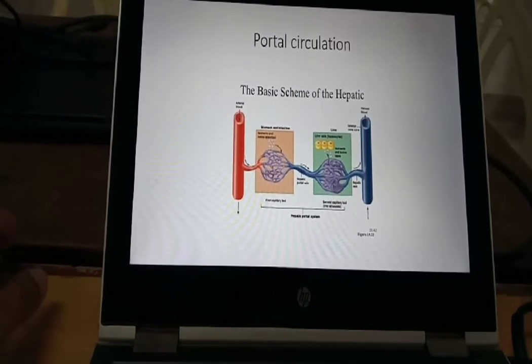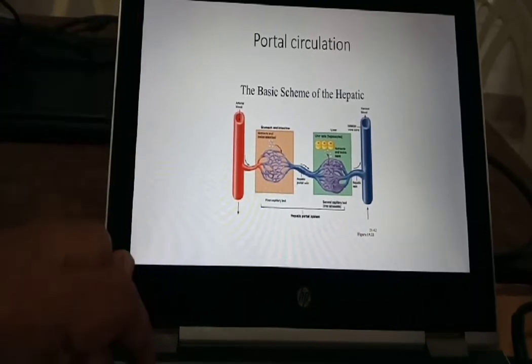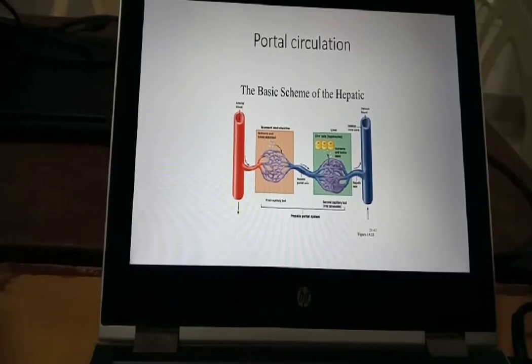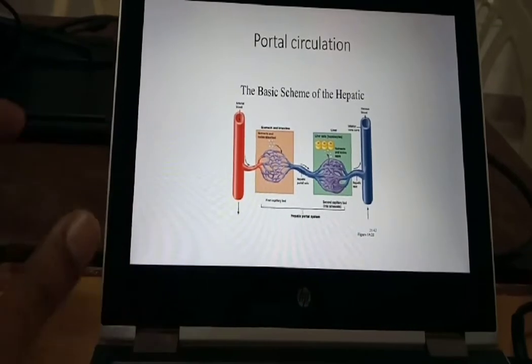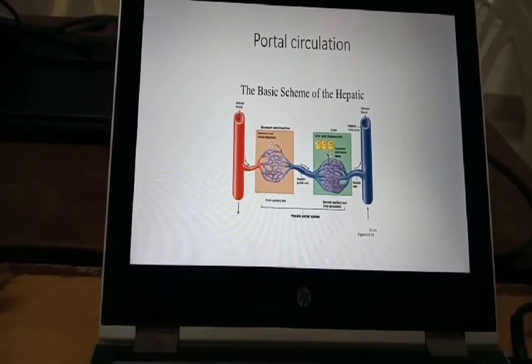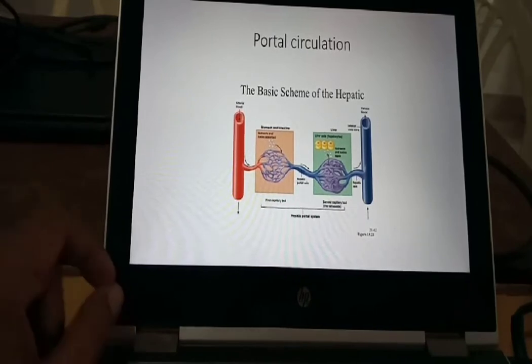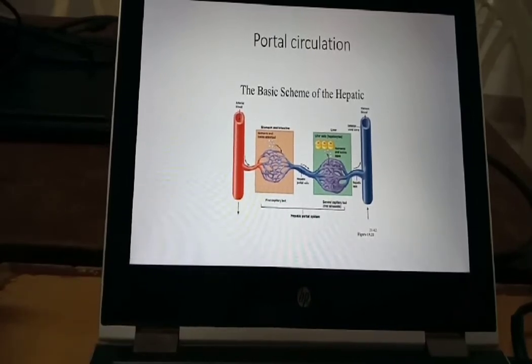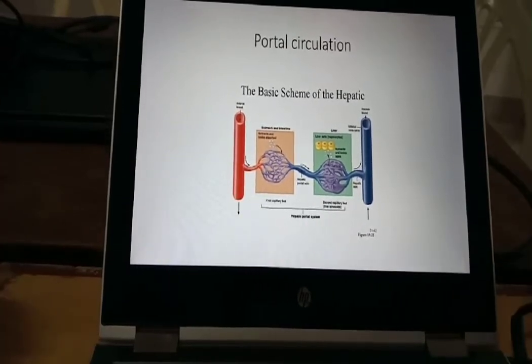Here is the basic scheme of the hepatic portal system. See the arterial blood on the left side. The arteries take the blood to nourish the stomach and the intestines. For the cells of the stomach and the intestines to live, they need oxygen and all that, so that is given into the capillaries of the intestine. From the capillaries of the intestine, it goes into the veins, into the venules, to the hepatic portal system, and it goes to the capillaries in the liver.